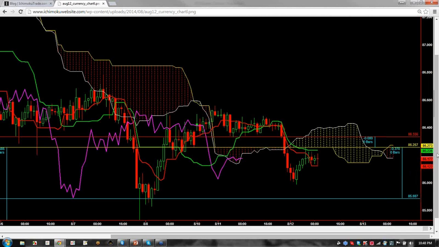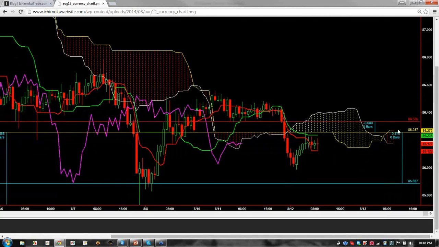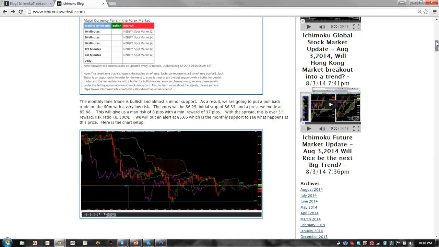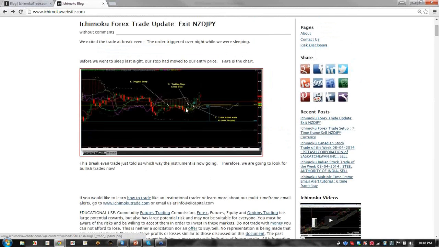So is everyone okay with this trade? You can see from here to here, that was 8 points. From here to here, that's 37. So if you look at that, that's a good reward-risk ratio, isn't it? Yes? No? Okay.